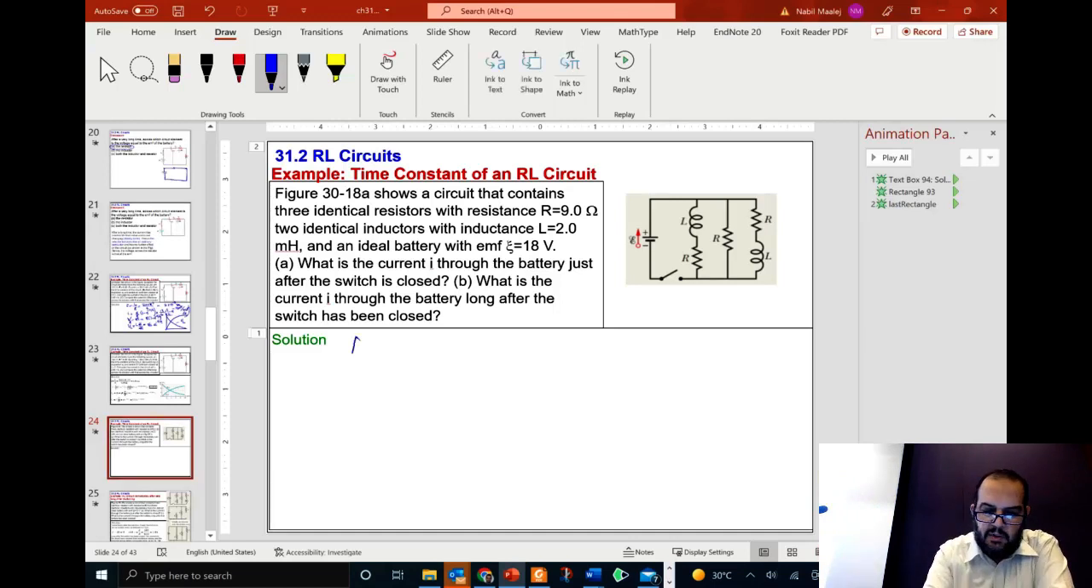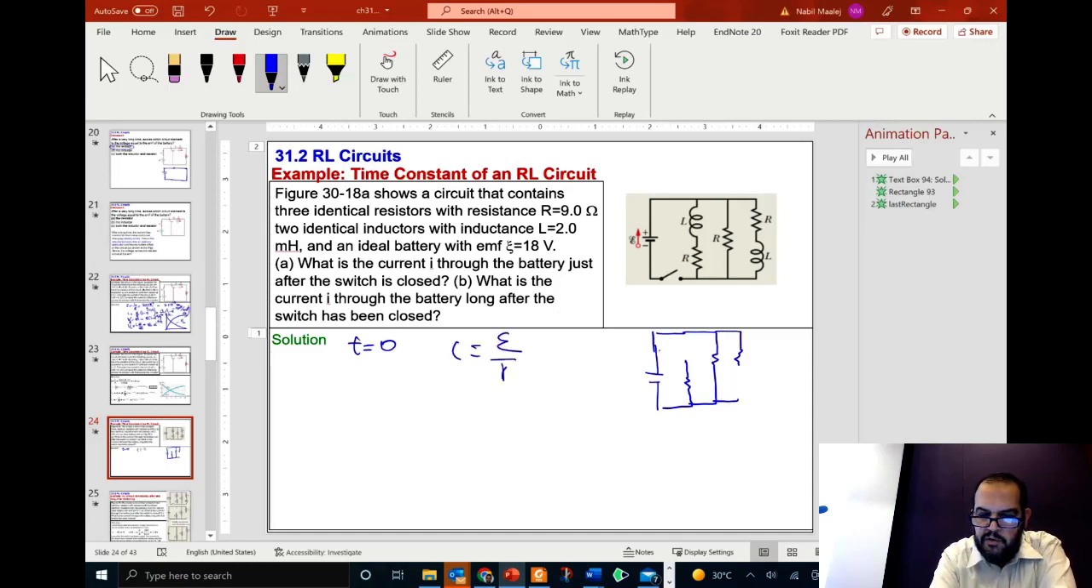So at t equal to 0, these are open. So you have a battery, and this resistance is open, this resistance is connected, and this resistance is open. There is no connection here. So you obtain the current is just equal to the EMF over R.